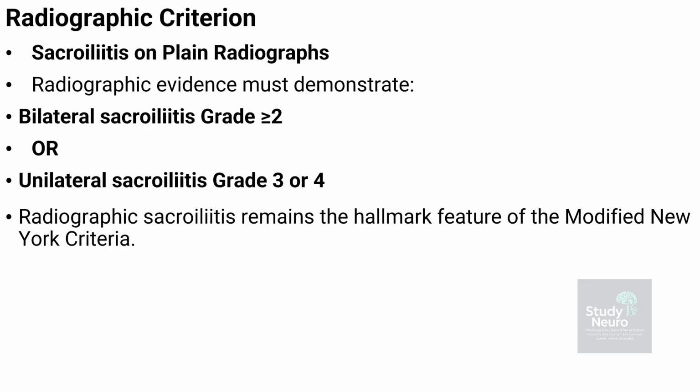grade 2, or more advanced disease affecting one sacroiliac joint at grade 3 or grade 4, because these changes indicate established inflammation with structural damage. The findings must be clearly visible. Radiographic sacroiliitis remains the hallmark of the modified New York criteria. Its presence, together with the appropriate clinical findings, allows patients to be classified as having definite ankylosing spondylitis.